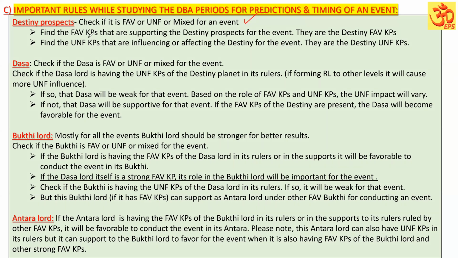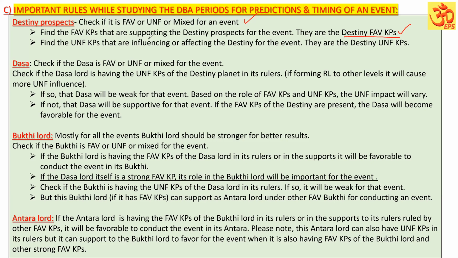Then find the favorable key planets that are supporting the destiny prospects for the event. That is called a destiny favorable key planet. Suppose we are studying destiny for a marriage or job prospects or health. So we are studying, importantly, the primary cuspal sublord of the favorable house. If the star level planet and sub-level planet of that destiny planet is further supported by the favorable or unfavorable key planets, that we have to check. If that destiny planet is being supported by other favorable key planets, they are called destiny favorable key planets.